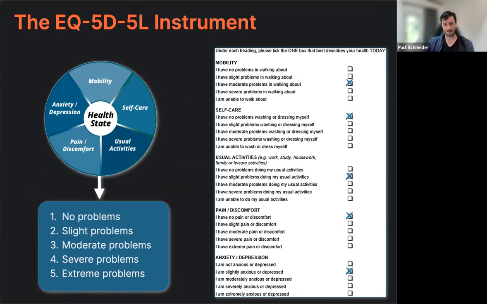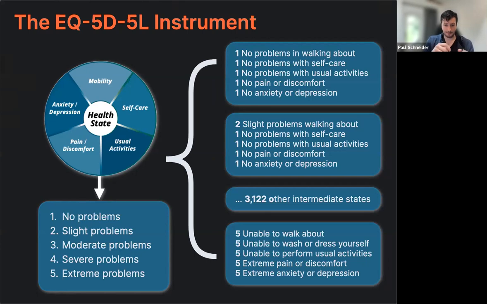And so EQ5D specifies health states along 5 dimensions, and that is mobility, self-care, usual activity, pain/discomfort, and anxiety/depression. In the 5L version of the EQ5D instrument, each dimension has 5 levels, ranging from no problems to extreme problems. And so if we combine the different dimensions and levels, we can describe a total of 3,125 health states. And these range from full health, where you have no problems in any of the dimensions, to the pit state, that is the objectively worst health state, where you have extreme problems on all 5 dimensions.